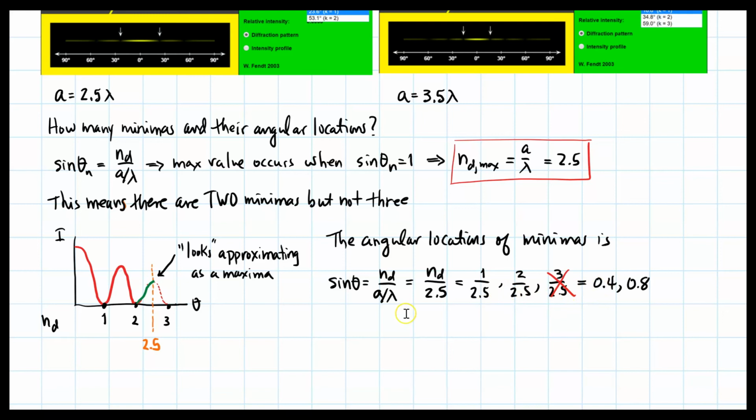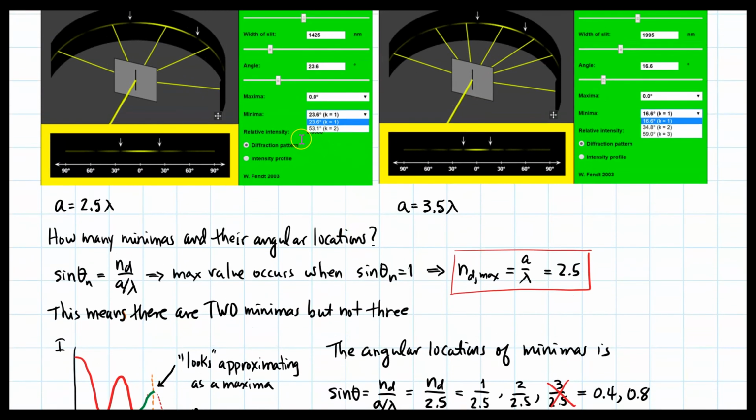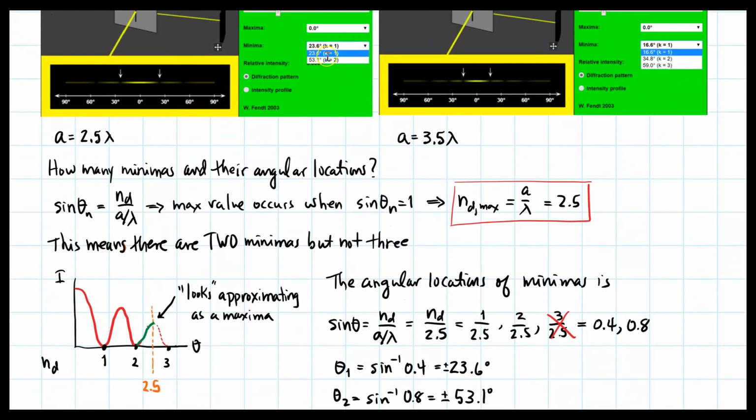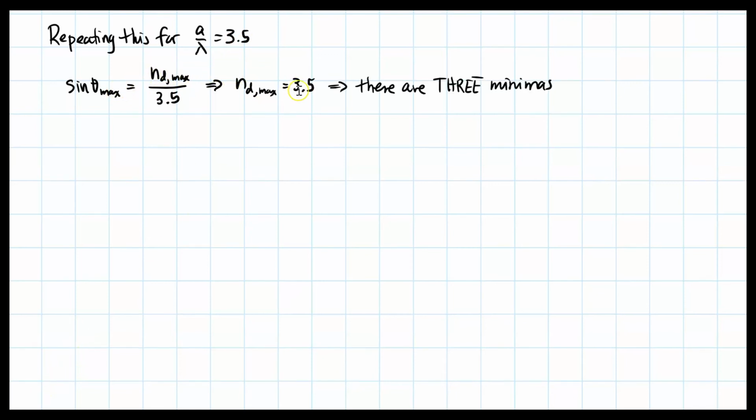So sine of theta is equal to 0.4 and 0.8. Calculating these two angles for 1 and 2, I get 23.6 and 53.1. And if you come up here to the result of the applet here, I'm getting, as you see, 23.6 and 53.1. Repeating this for a diffraction parameter equal to 3.5, if I want the maximum value of MD, I'm going to get 3.5. It tells me that there are 3 minimas for this pattern.